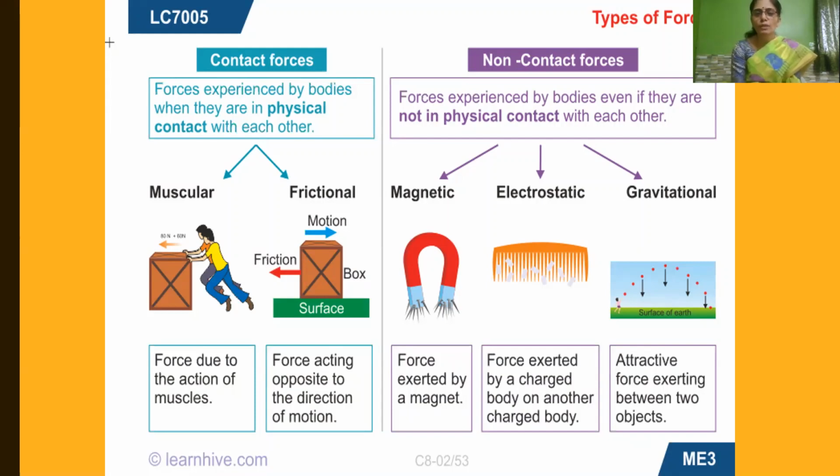So we can say muscular force is a contact force. And frictional force. So what is friction? The force acting in the opposite direction of motion is called friction. So frictional force also acts when the surface of the box and the floor are touching. When you apply force, the friction acts in the opposite direction. So we call frictional force a contact force. So for contact forces, two examples: muscular force and frictional force.